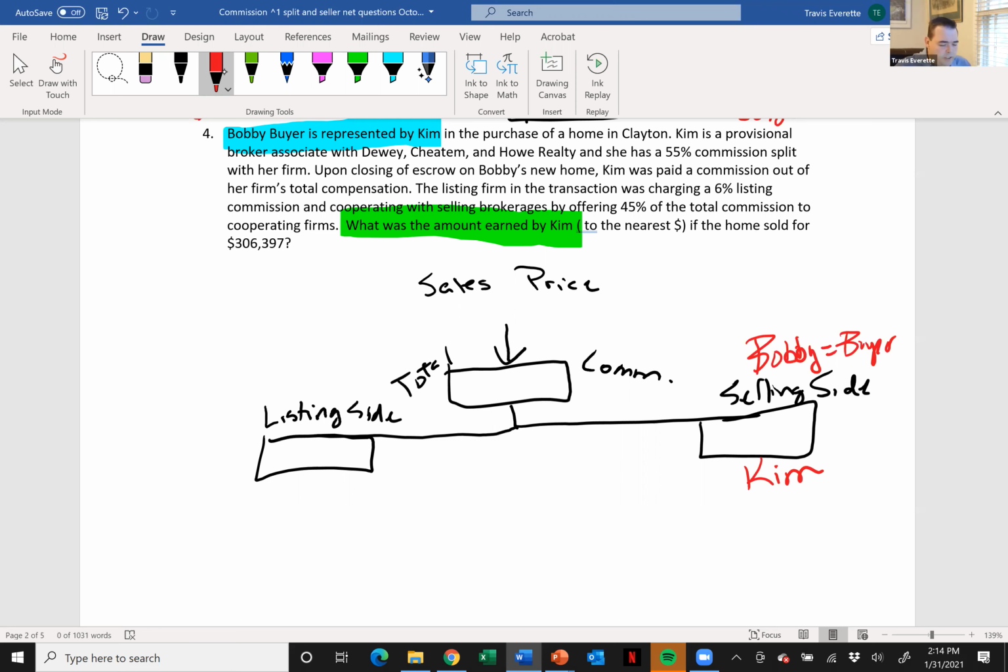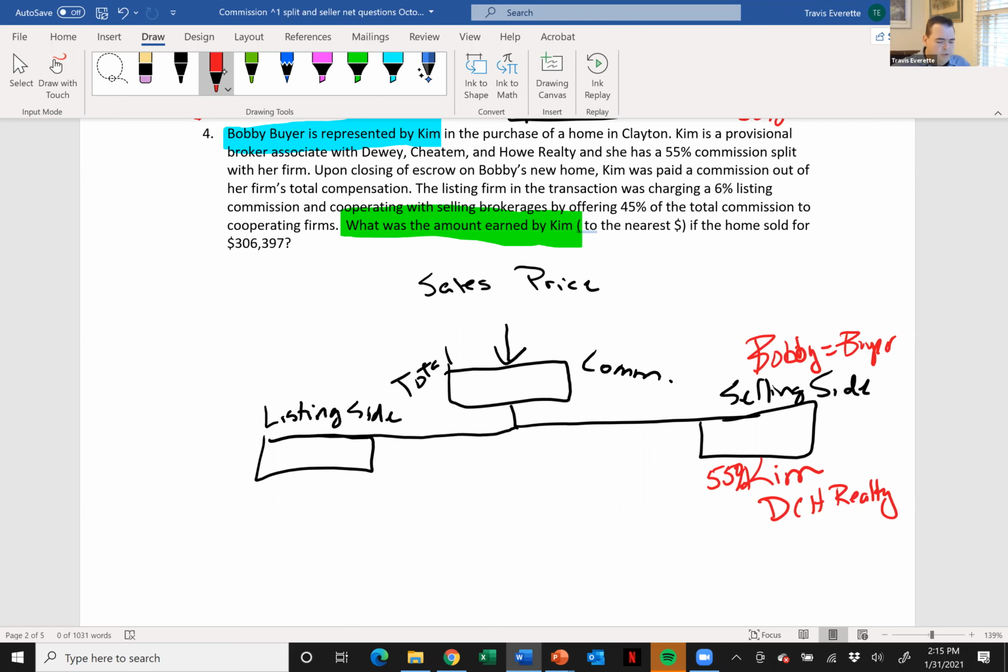It says Kim is a provisional broker associate with Dewey, Cheatham, and Howe Realty. So I can also put DCH Realty over here on that side. And it says Kim has a 55% split with her firm. So I'm going to put that 55% with her because that's not what her firm got in the transaction. That's what she's getting. So I'm going to put that number with her. Upon closing of escrow on Bobby's new home, Kim was paid a commission out of her firm's total compensation. Well, yeah, I guess that's who's going to pay her.